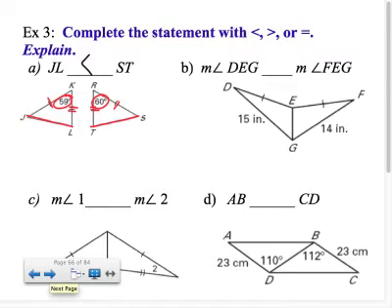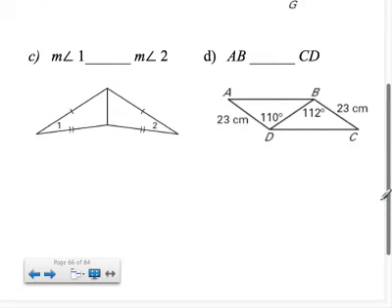In part B, I look at the diagram, I see one set of congruent sides, reflexive property. I see the third side here is 15, and the third side here is 14. So the angle across from the 15 is bigger than the angle across from the 14. So the measure of angle DEG is greater than the measure of angle FEG. And that's the converse of the hinge theorem. The third side's longer, the angle's bigger.